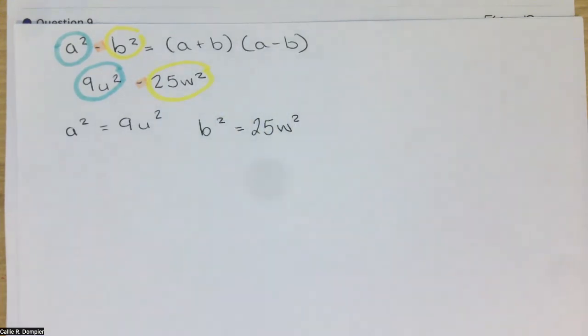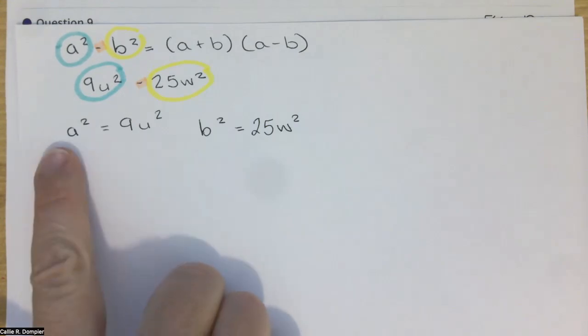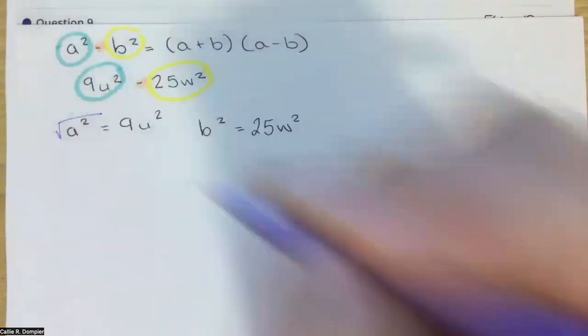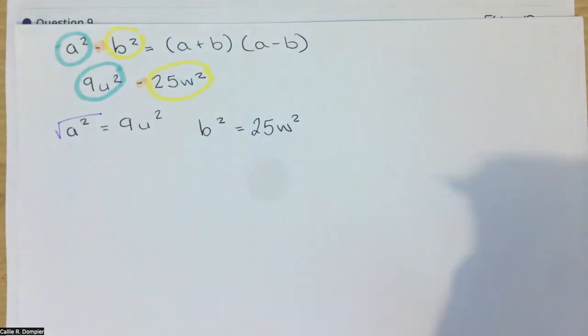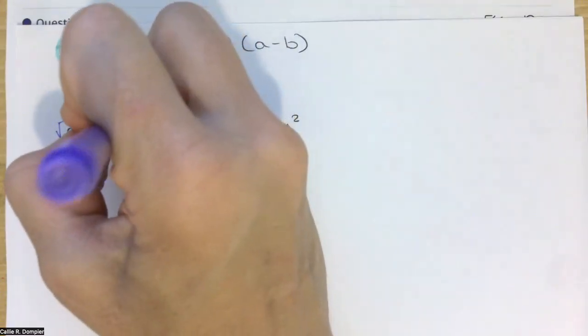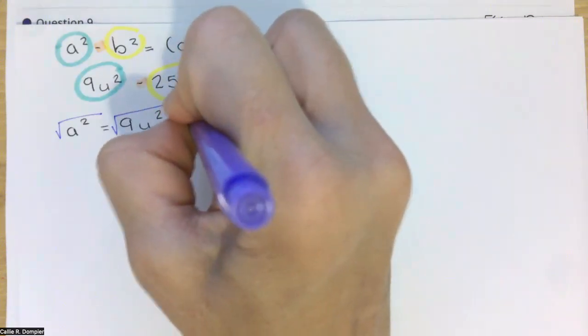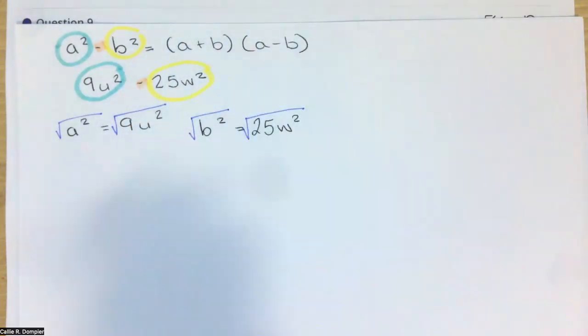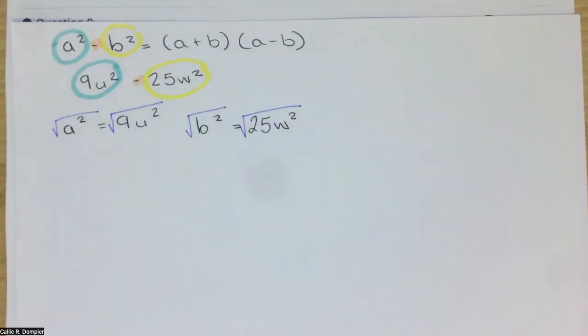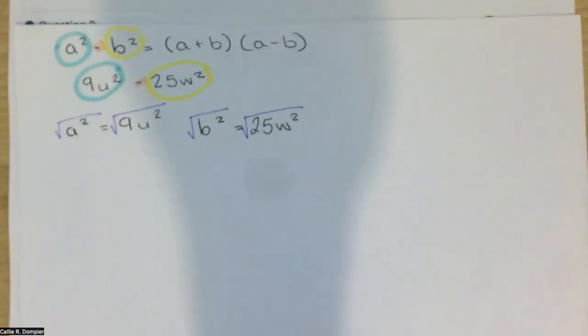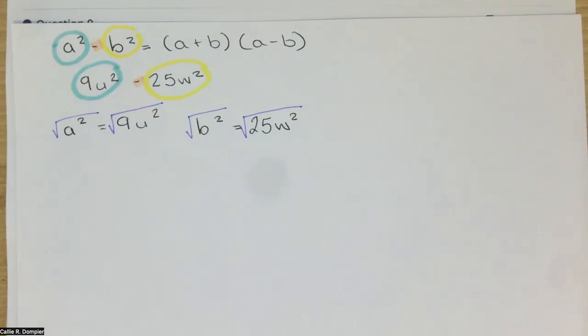What do we do if we have a squared, but we need to find a? We do the opposite of squaring something, which is to take the square root of it. We can do it to a and we can do it to b, because if I take a squared and take the square root of it, it just becomes a. Let me show you.